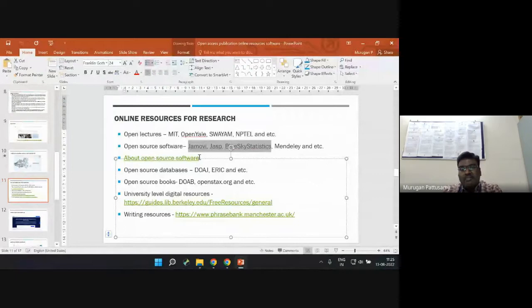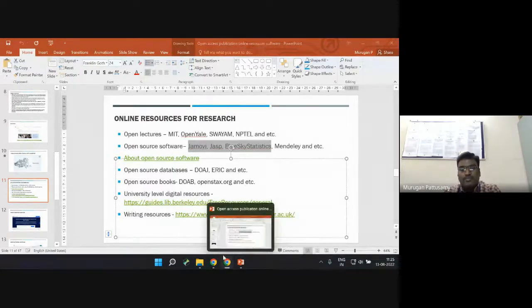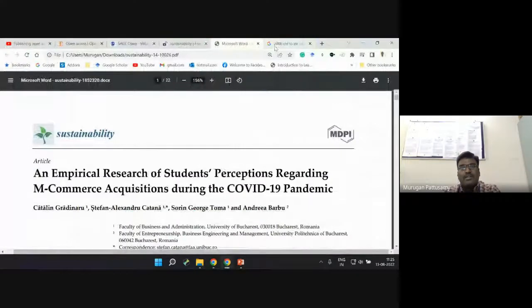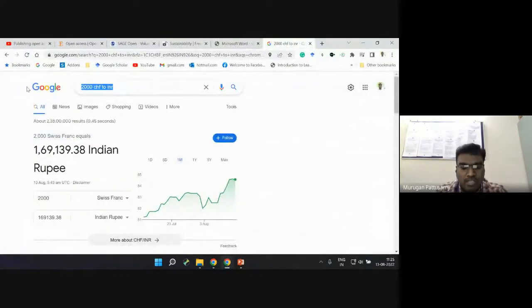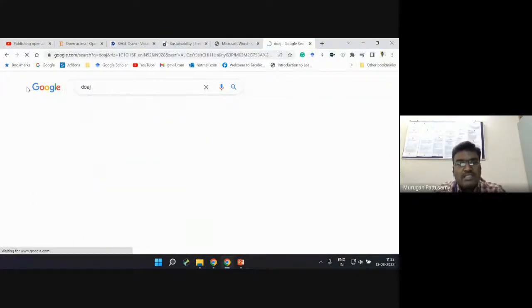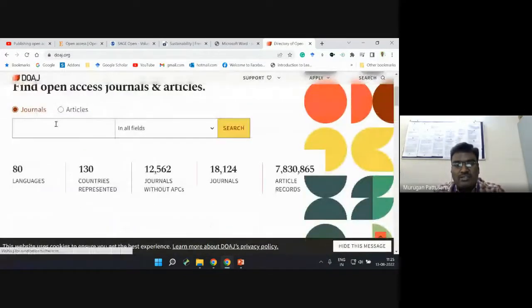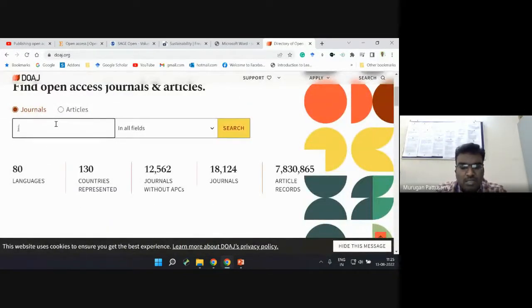Then there are some open source softwares available. Just now I have shown the sources. Then open source databases. For example, if you go to DOAJ, DOAJ is nothing but the Directory of Open Access Journals. Here you type the keyword. For example, I'm just typing job satisfaction as a keyword.